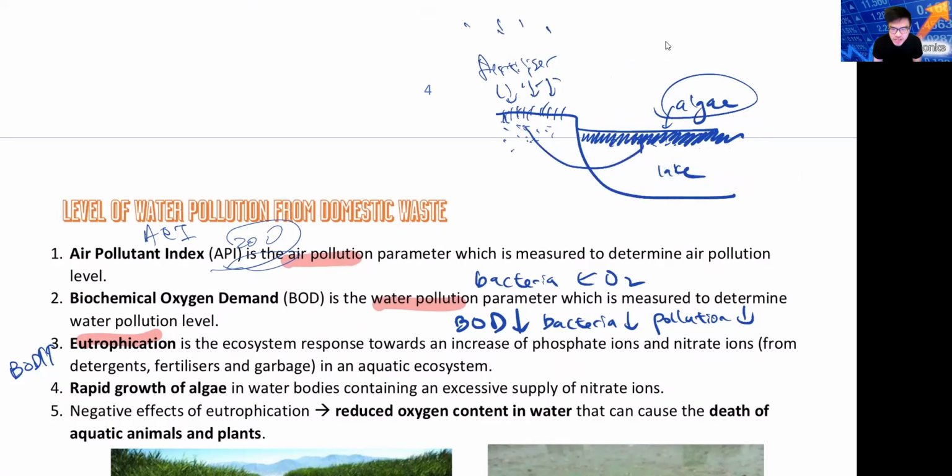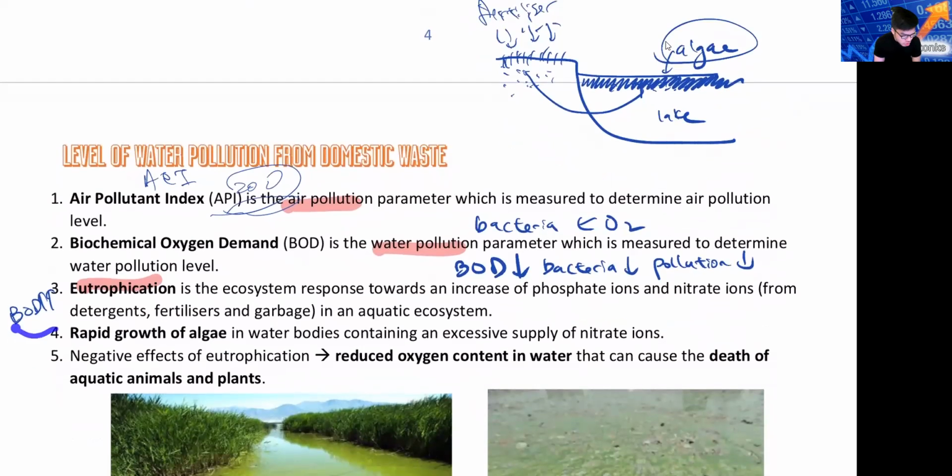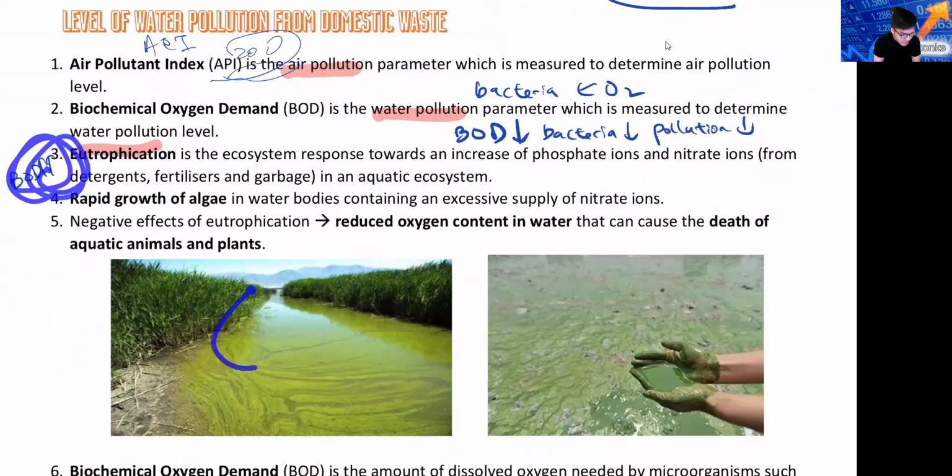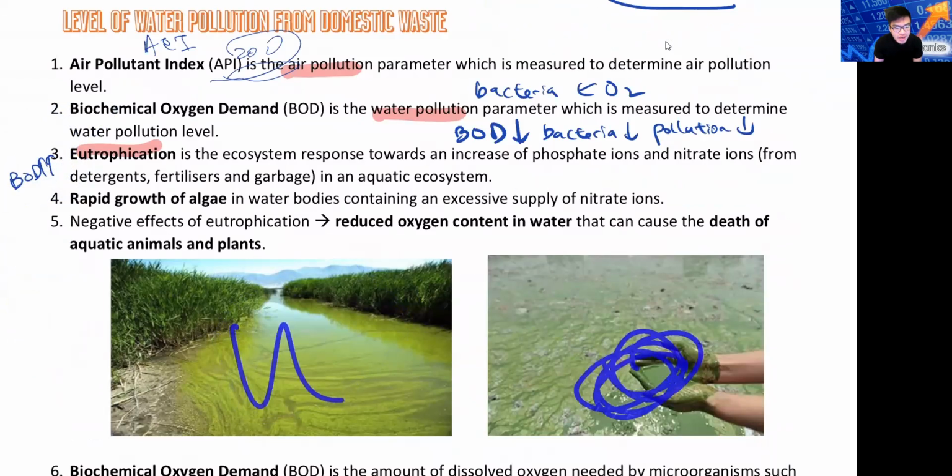When you have dead fish and dead plants, bacteria will increase, isn't it? Now you have a lot of bacteria growing here. They are going to take in oxygen, so your BOD will be super high. That means if your river water has very high BOD, it will also look green like this. This is the algae.